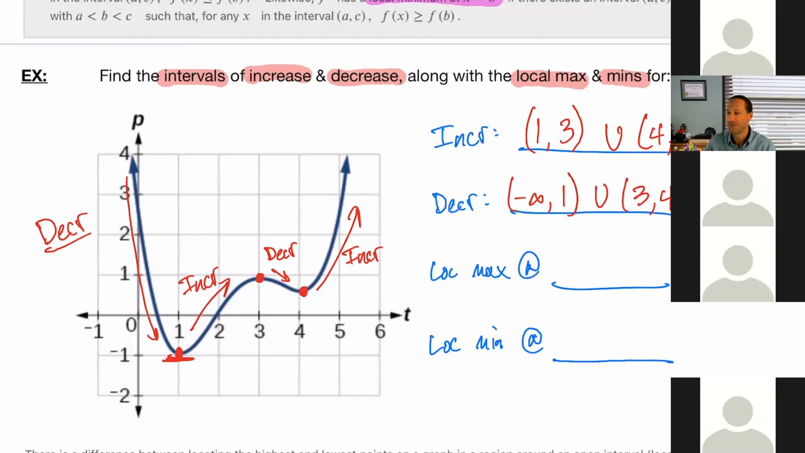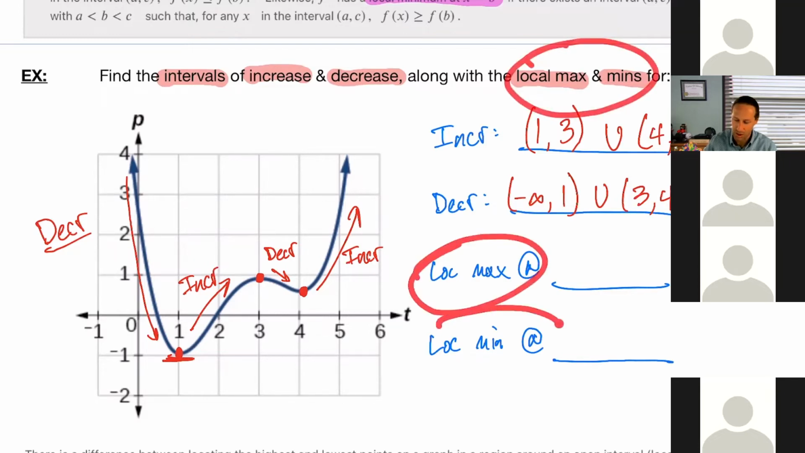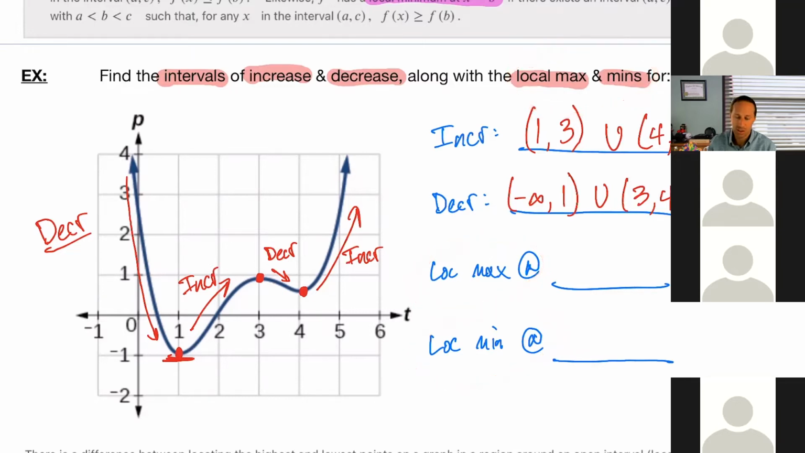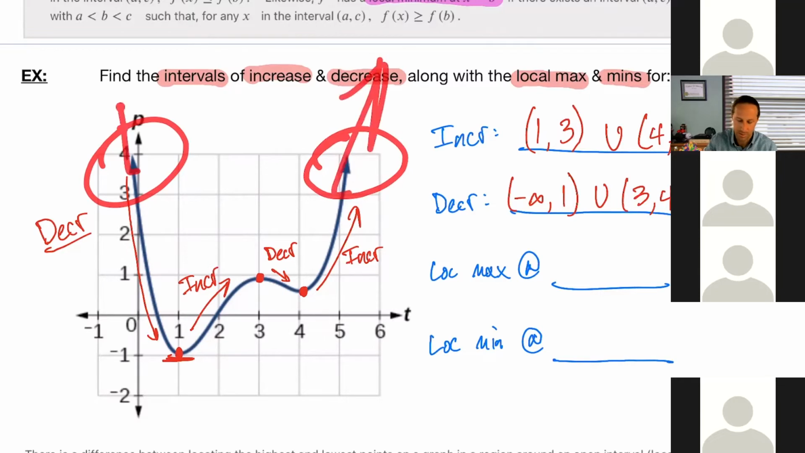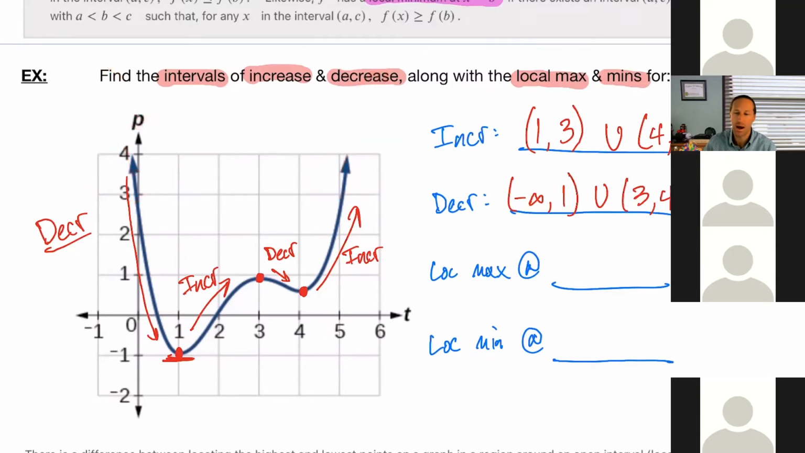Now, how about the second part of this problem? They wanted to know the local max and mins. Do we have an absolute maximum? No. No, it just keeps going up and out forever. So no absolute max. Is there an absolute minimum? Yes. Yeah, very good. That is my lowest point.